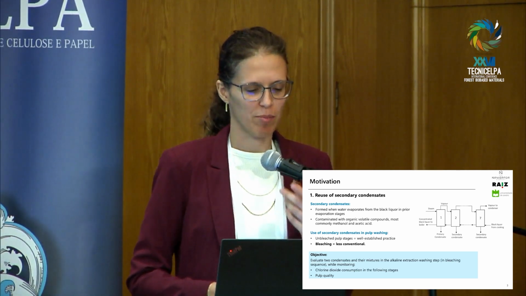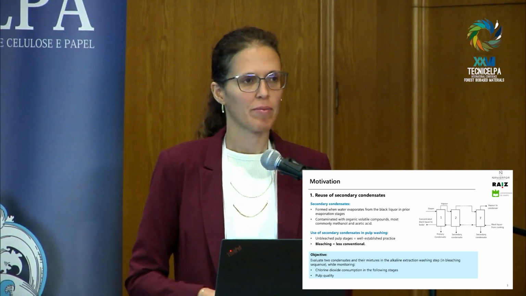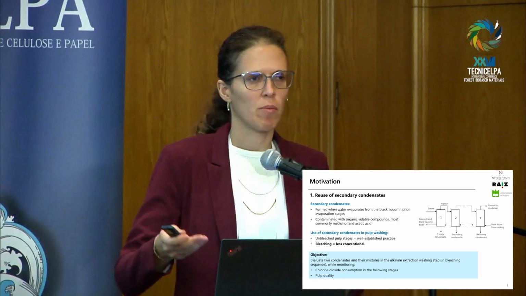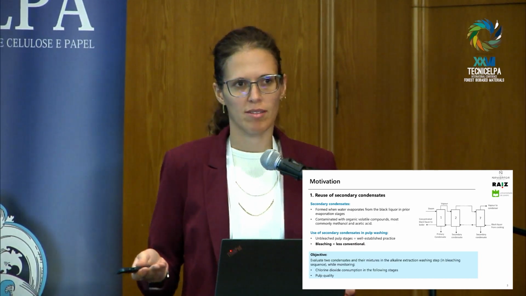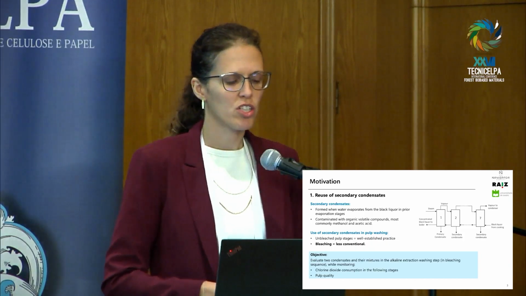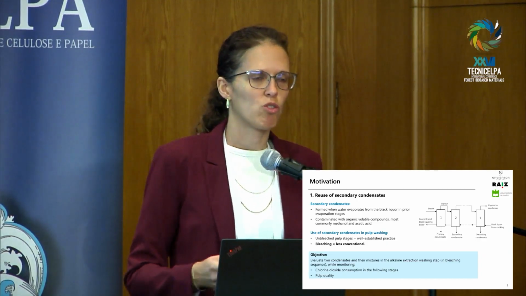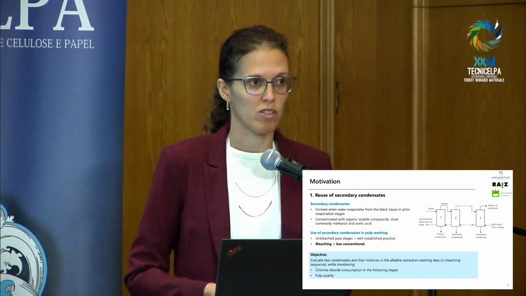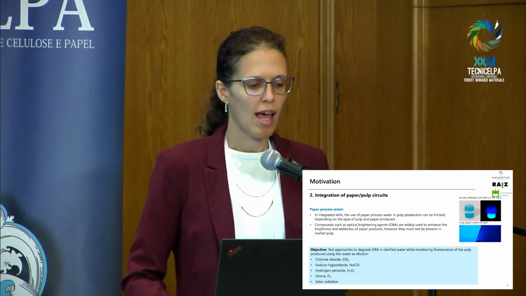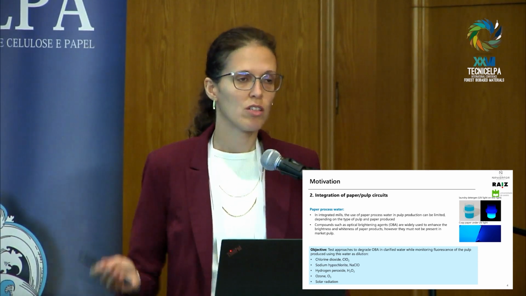They are usually contaminated with organic volatile compounds such as methanol and acetic acid. And we already use these condensates in some points of the process. In the washing of the unbleached pulp it is a well-established practice, but in the bleaching it is not so conventional. So we tested condensates in the bleaching sequence, and then we tried to monitor chemicals consumption and the pulp properties and see its impacts. And the second case is the integration of paper process water into the pulp mill.